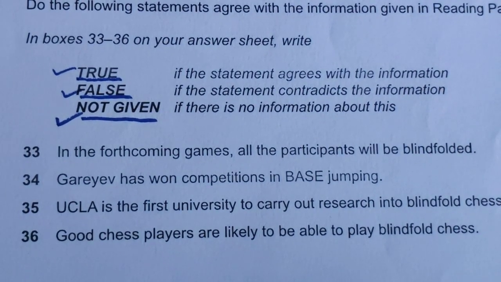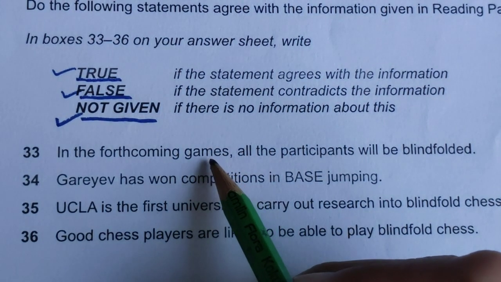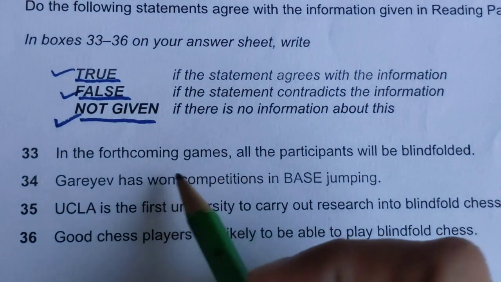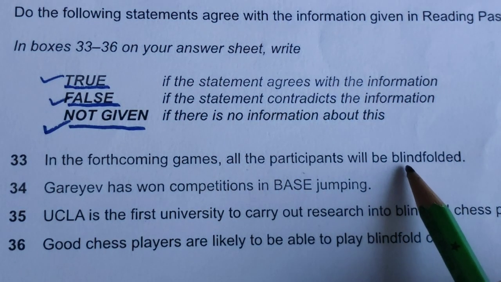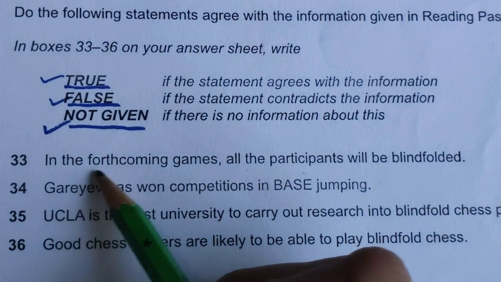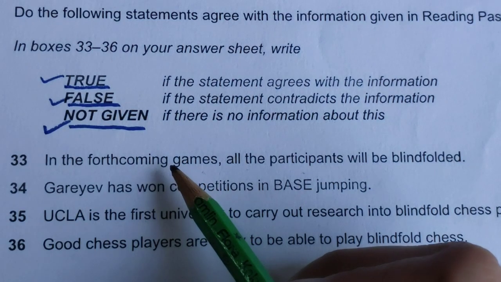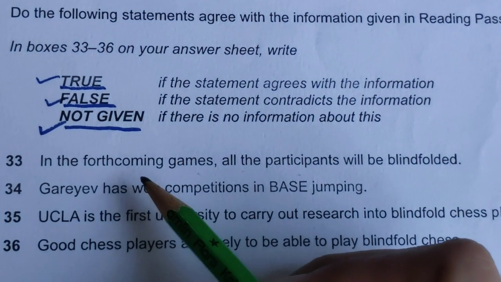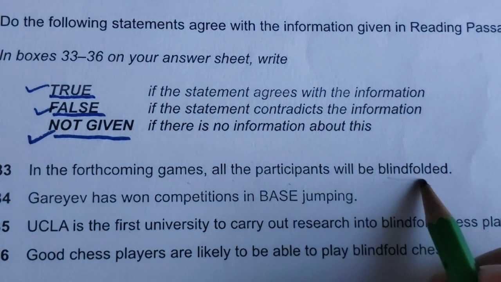So what can we do for true, false, not given? Of course, the same thing. If we find it true, it will be true. If they say all the participants will not, if they are just saying a different thing, then of course a contradiction will be there. And if they are not describing the forthcoming games, meaning future games, then not given will be there. And if they are not talking about blindfolded, but of course the title name is also this, so of course this must be there. So let's read it now.